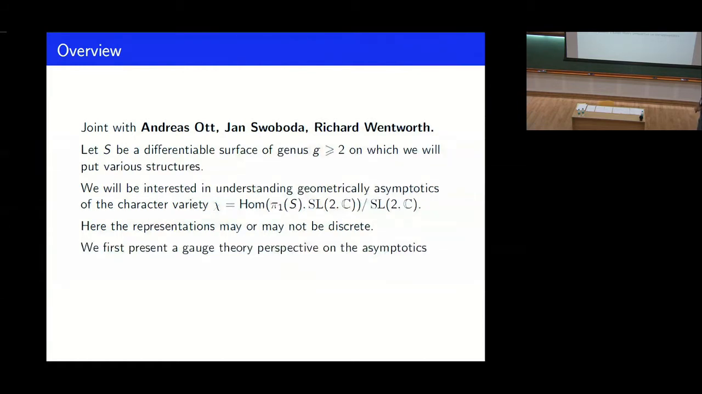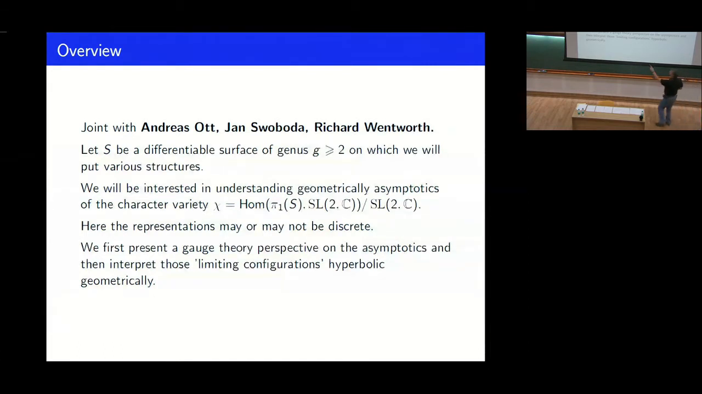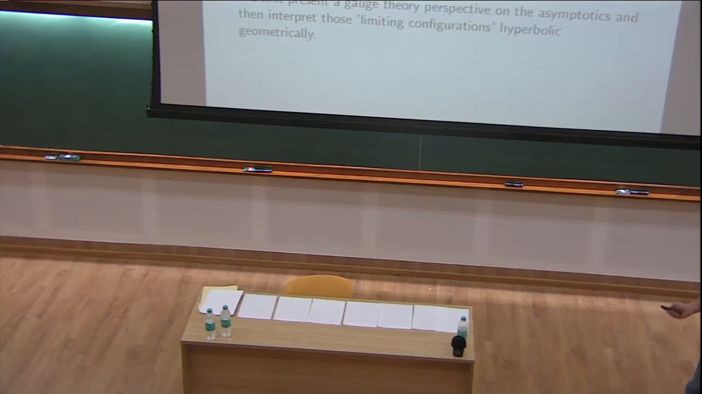And so first I want to talk about a gauge theory perspective on asymptotics in this character variety. And the objects that have been isolated by these gauge theorists, in particular Rafe Mazzeo, Jan Swoboda, Hartmut Weiss, and Frederik Witt, are these so-called limit configurations. It'll take me a little while to get to what limit configurations are, and then we'll have this object, which is describing asymptotics of representations in SL2C, and we'll want to understand what that means geometrically. That's the plan.